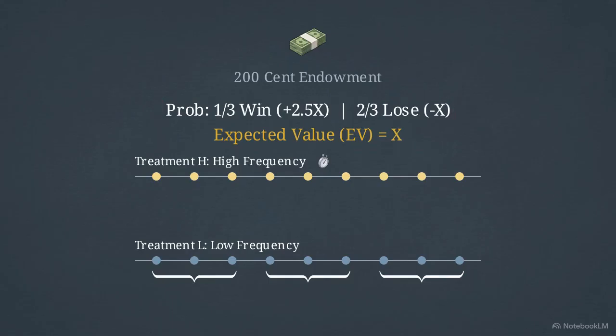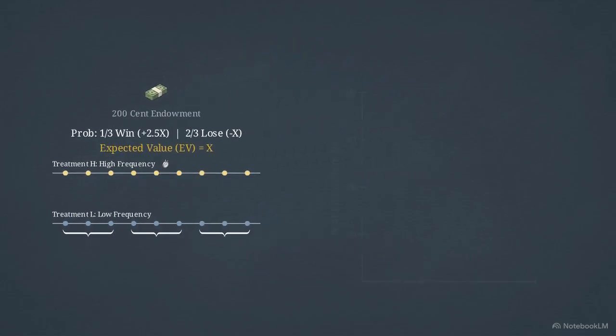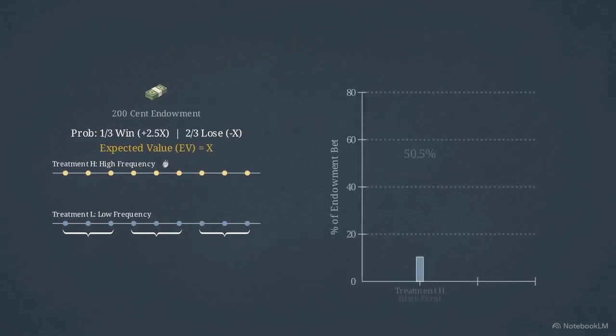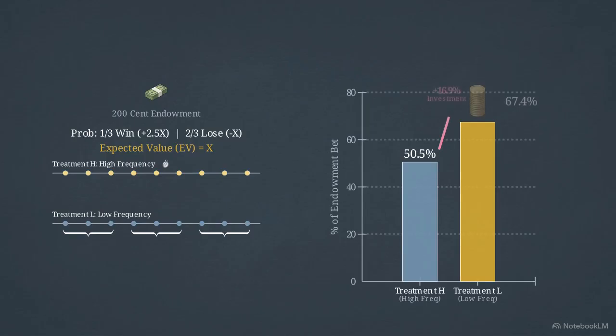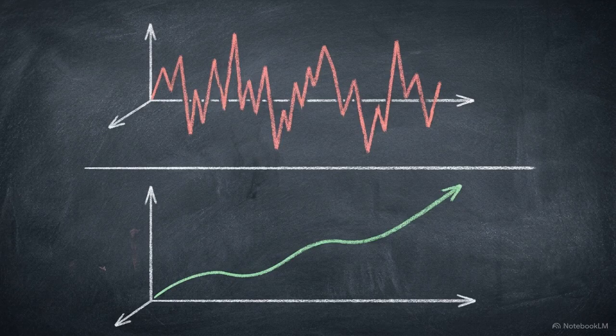The results showed that subjects in the low-frequency treatment invested nearly 17% more of their endowment into the risky asset than those in the high-frequency treatment. This confirms myopic loss aversion. Forcing people to aggregate their outcomes dampens the psychological weight of individual losses, directly increasing their willingness to take risks.